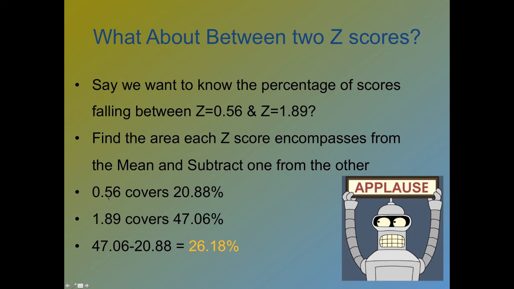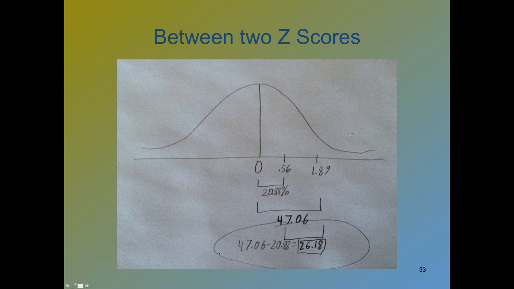But here we're double counting, right? Because you're already having that amount from 0 to 0.56 counted twice, because you're getting it from here and you're getting it from here as well. But you only want from 0.56 to 1.89. That means you need to take this area here and subtract this area here, and you're going to be left with 26.18.